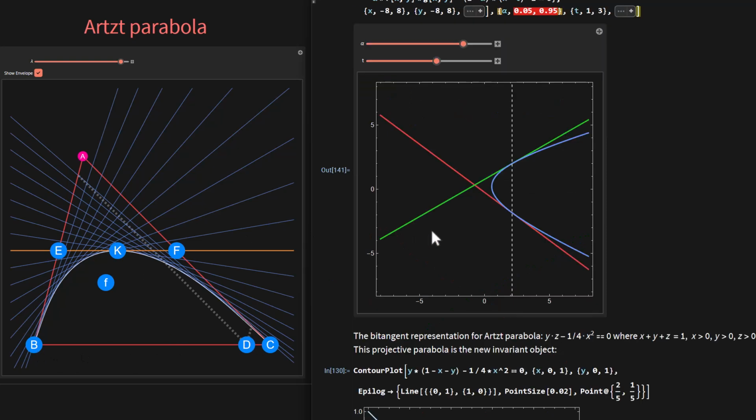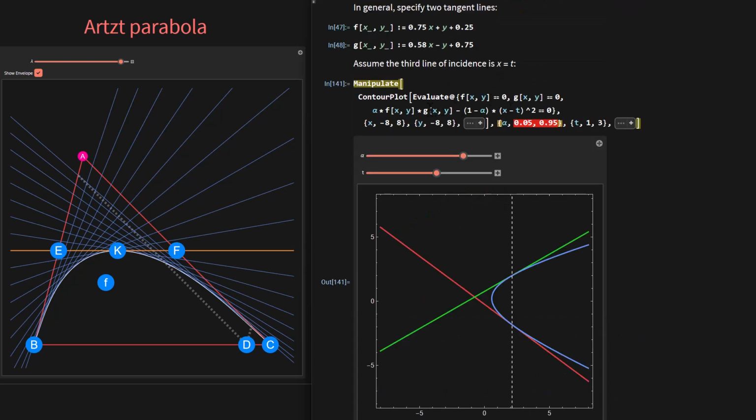So if you do some computation, for example, in this case, you can specify which tangent lines F and G are, and also specify where the tangent points are.